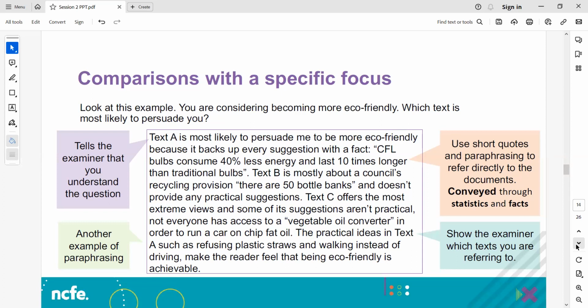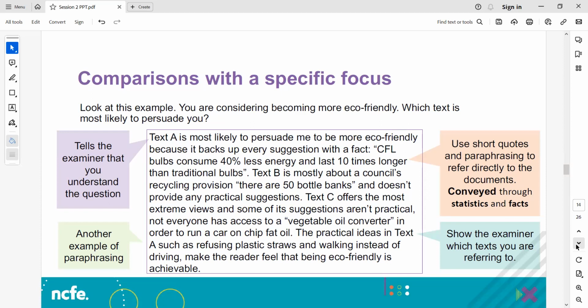So you're going to have to compare and contrast and give some examples of the information. The examiner will want to see the short quotes, the paraphrasing, making sure that you have named the documents that you are referring to. So let's read through the answer.